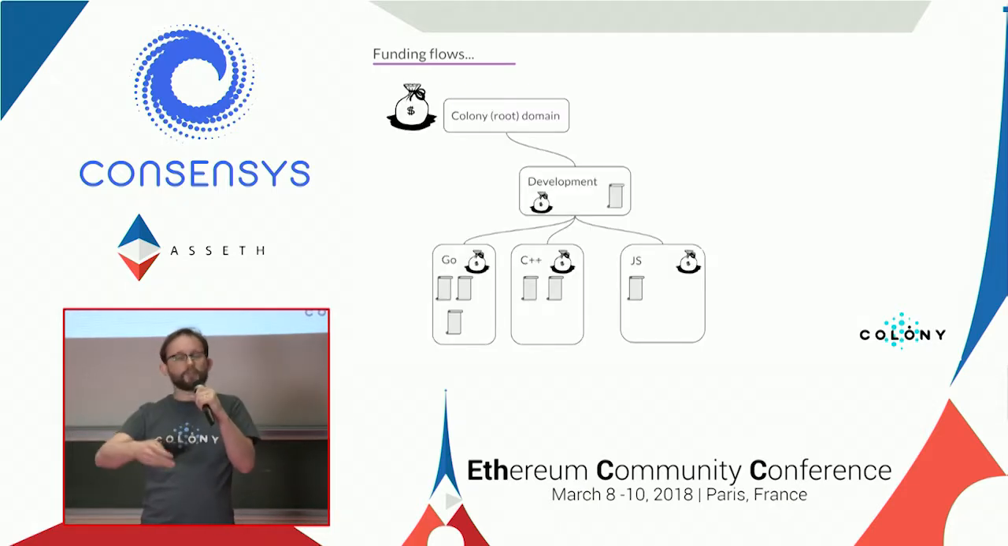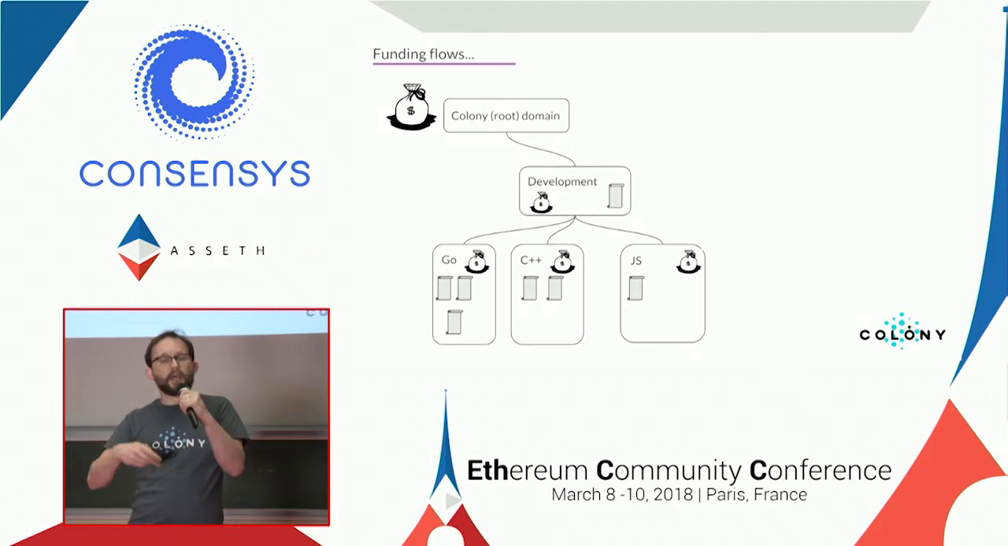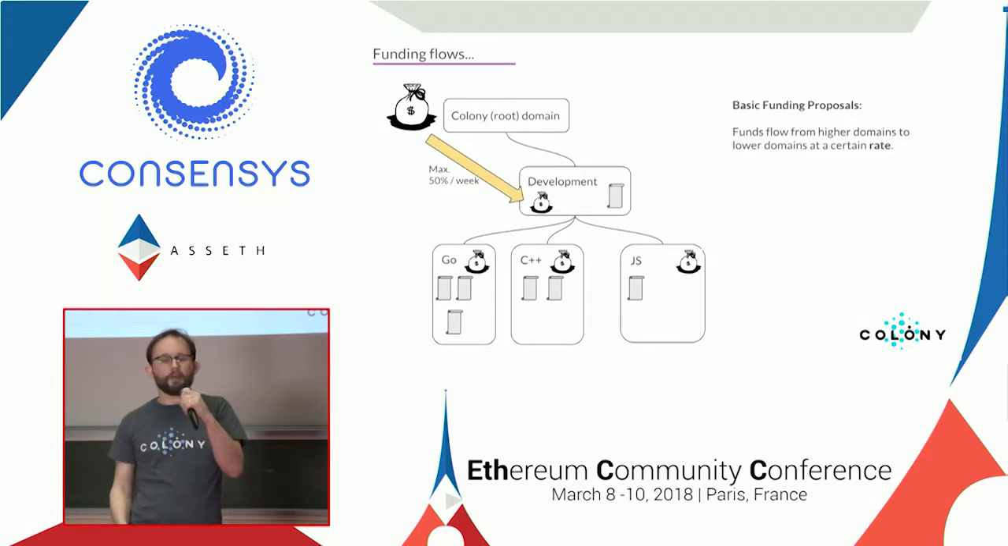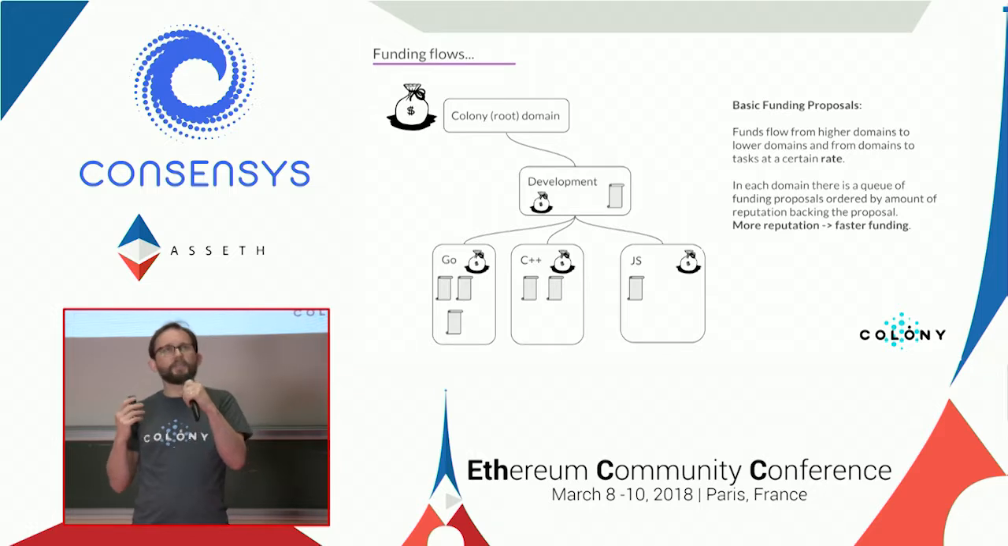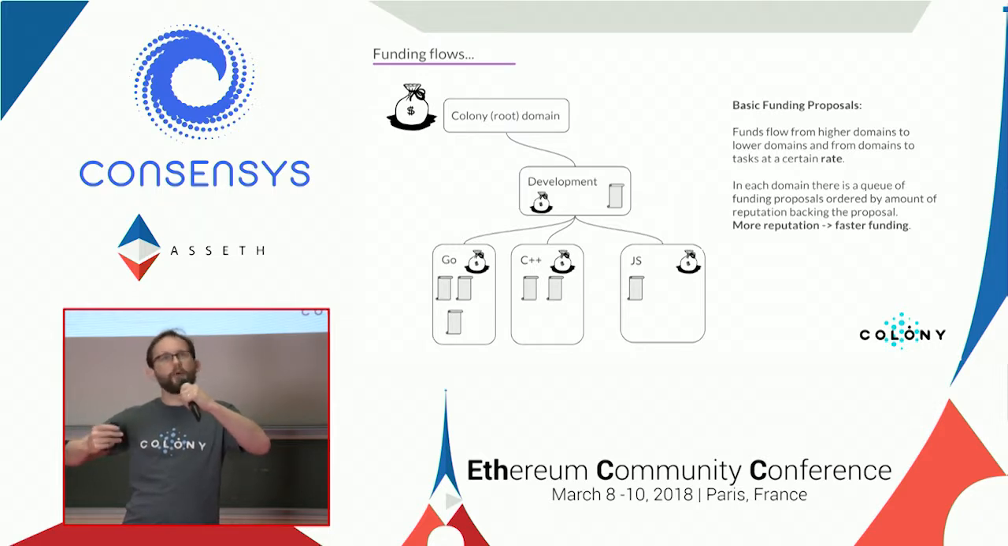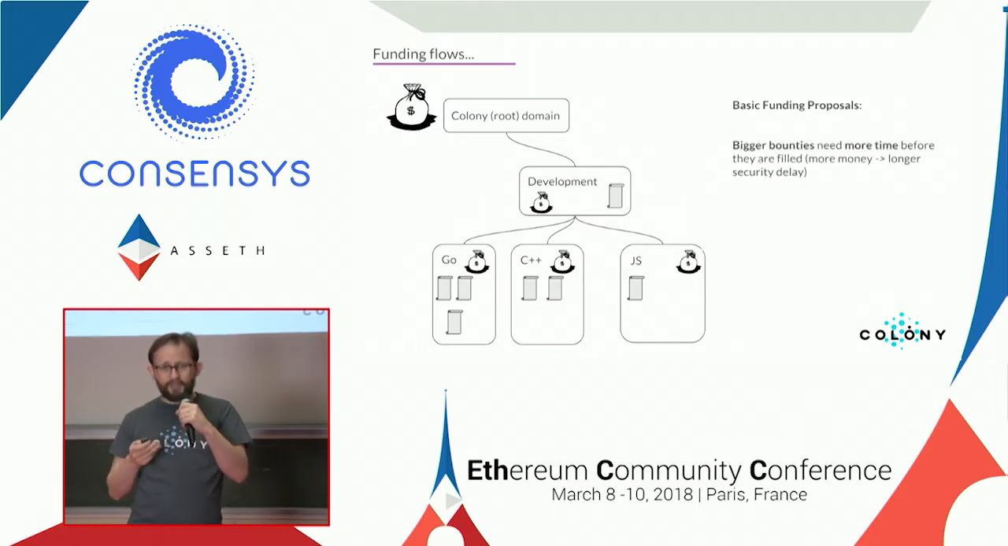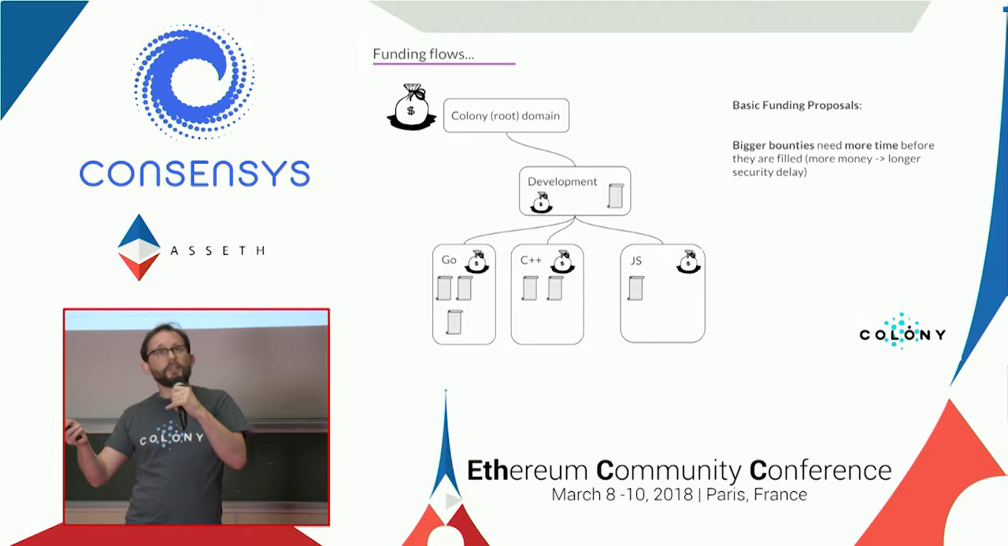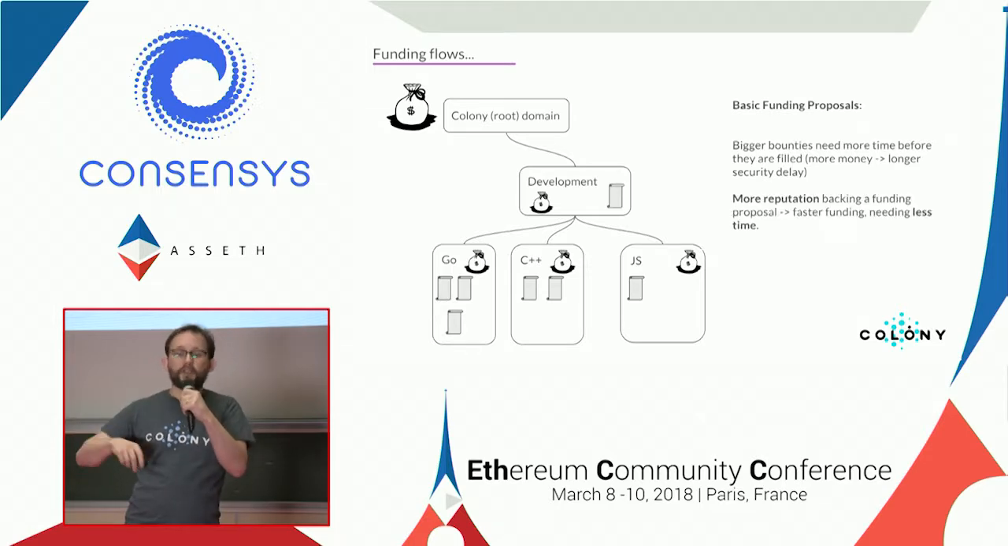So again, we have a bunch of domains in a colony, and the general idea is we have a system of funding proposals where funding flows down this hierarchy. So at a certain rate, tokens get reallocated from a higher domain to a lower domain. And this rate depends, for each of these spending proposals, on how much reputation is backing it. So the more reputation is backing a proposal, the faster the tokens flow downhill. And of course, for funding tasks, if you have a bigger bounty on the task, it'll require more time to fill, but if there's more reputation backing the proposal, it'll go faster. So those two processes balance out the need for security and efficiency.